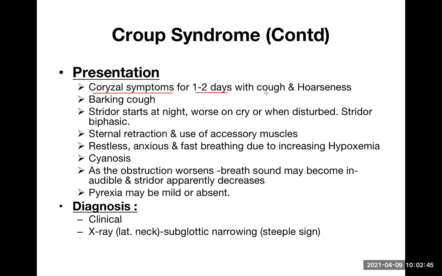Then cough and hoarseness of the voice develop. Cough and hoarseness of the voice. Now, why does hoarseness of the voice develop here? Because the larynx and so basically the vocal cords are affected, sir. That's why. Because of the laryngeal spasm obstruction. Exactly. Because of the recurrent laryngeal nerve involvement.